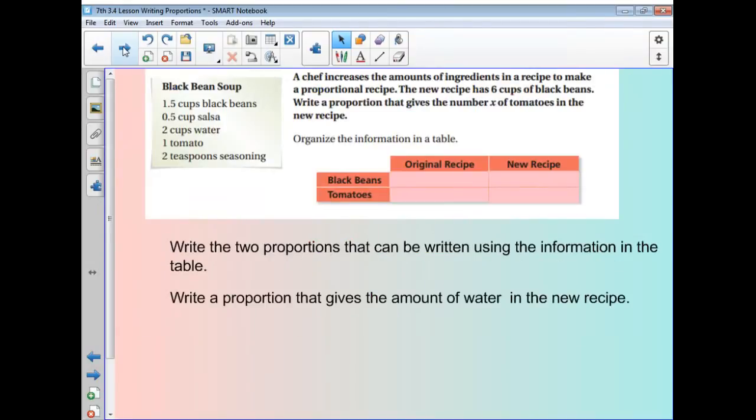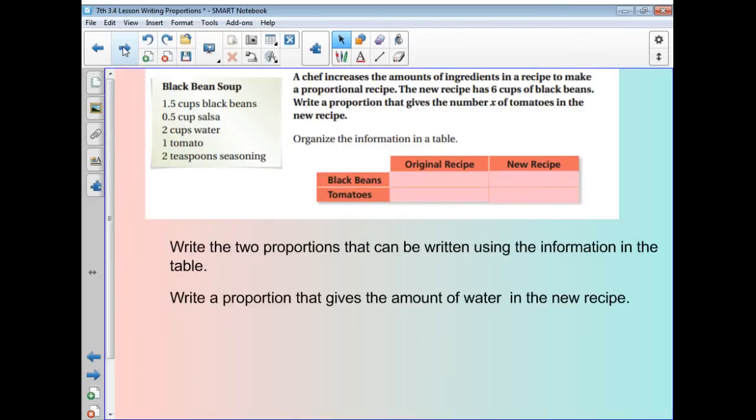So this is a real world scenario. This happens all the time as you're working in family consumer sciences and maybe baking. You might want to increase or decrease a recipe based on what you need. Here's our recipe: black bean soup requires 1.5 cups of black beans, a half cup of salsa, 2 cups of water, 1 tomato, and 2 teaspoons of seasoning. A chef increases the amount of ingredients in a recipe to make a proportional recipe. The new recipe has 6 cups of black beans. Write a proportion that gives the number X of tomatoes in the new recipe.